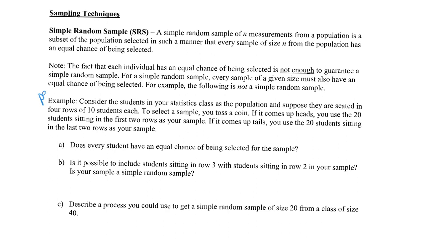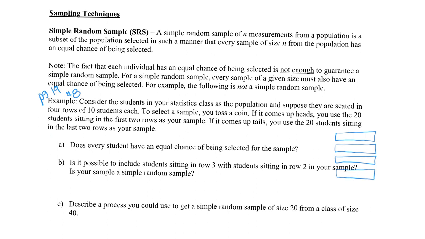That's this one right here, page 19, problem number 8. It says this: consider the students in your stats class as the population, and suppose they are seated in 4 rows of 10 students each. So let's just make these rows. Let's say we've got 4 rows here of 10 students. I've got 1, 2, 3, and let's say 4 rows here, 10 students each.